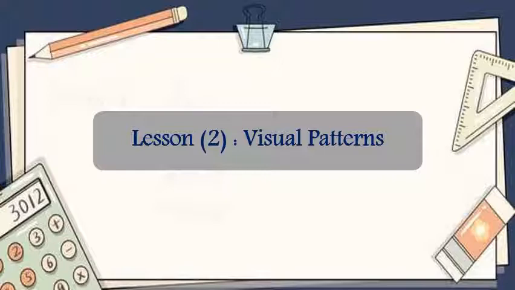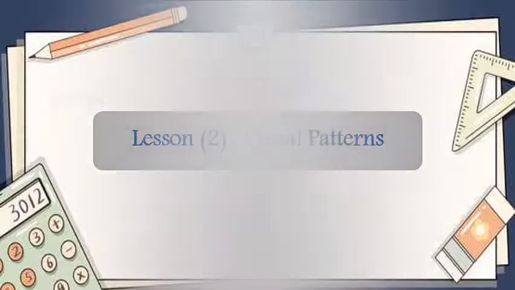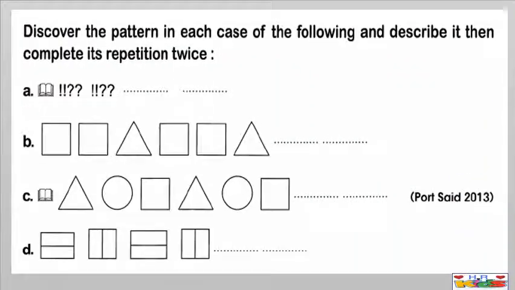We all know lesson 2 is a small lesson that speaks about visual patterns. A question on the pattern may come to us in it. Let's see if a question comes, how can we solve it. Discover the pattern in each case of the following. Describe it, then complete its repetition twice.